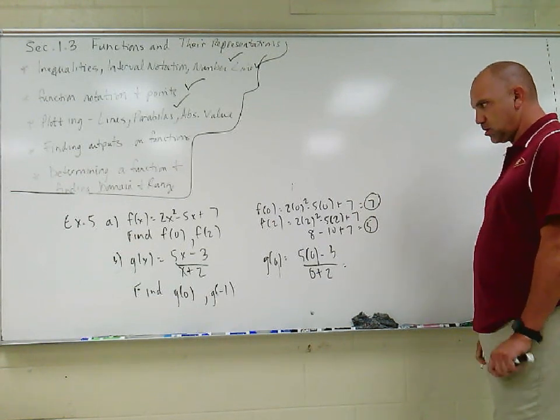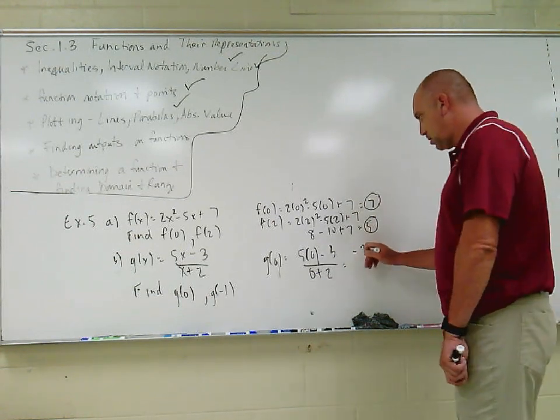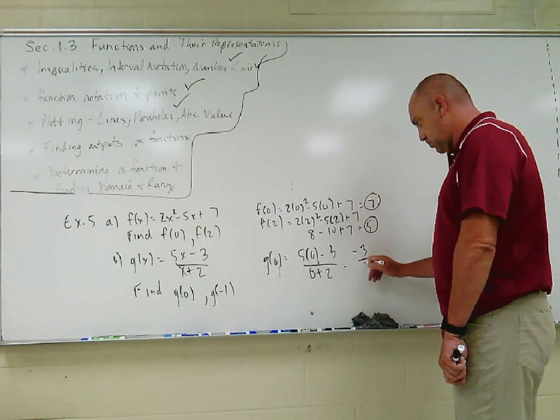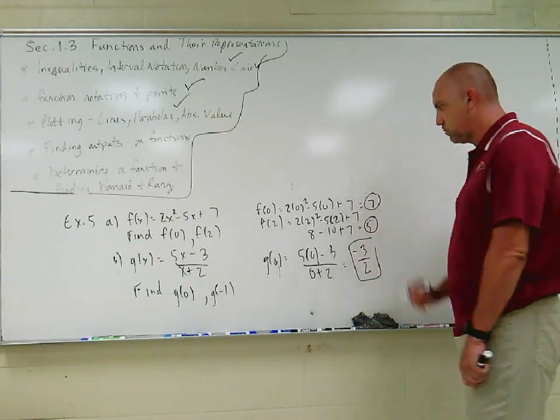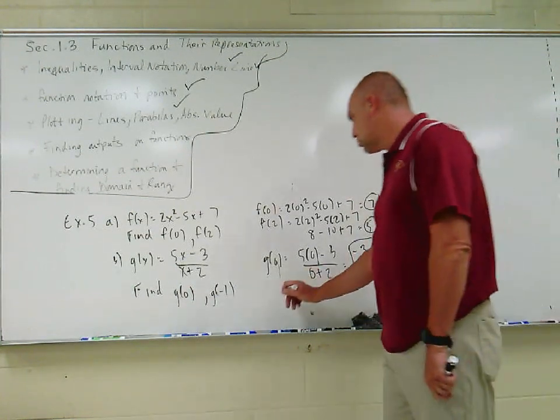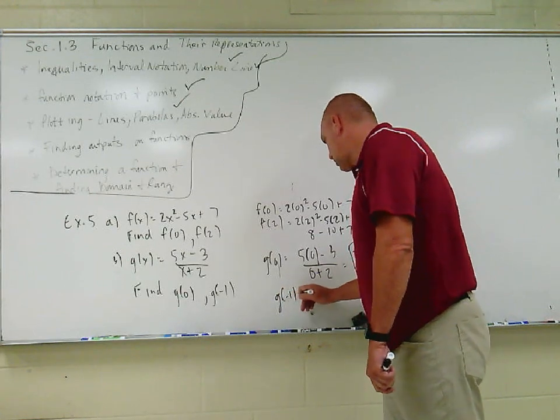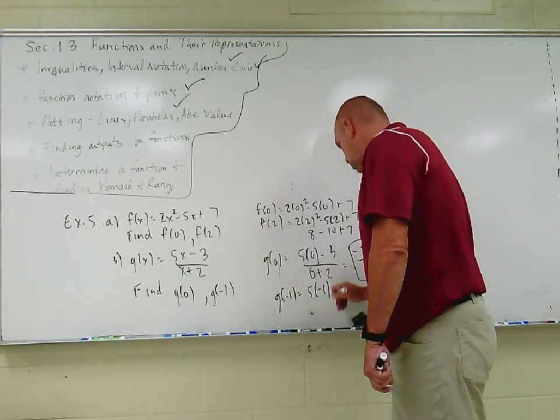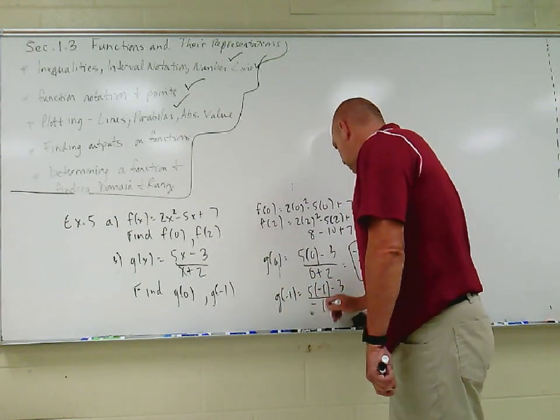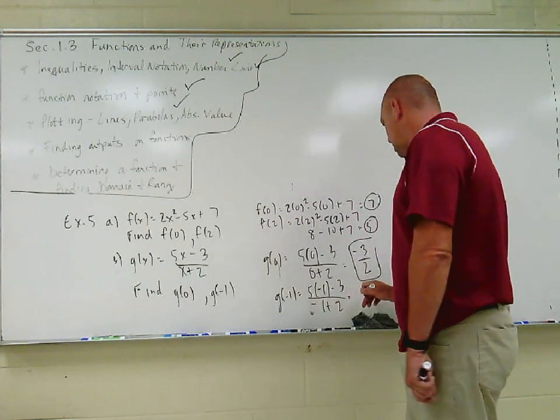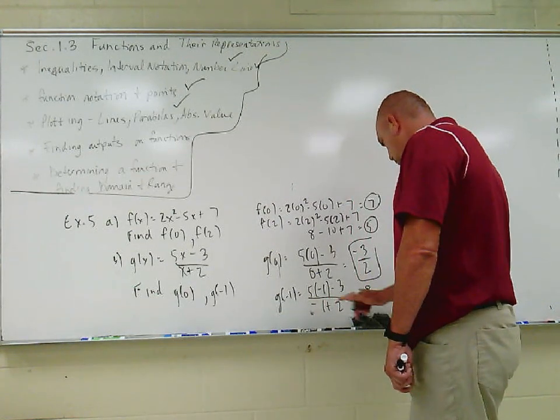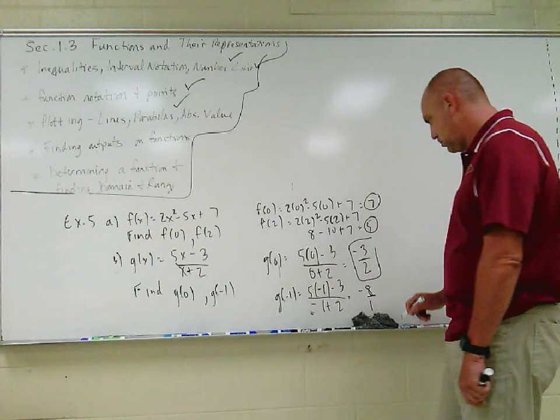What do you get on top? What do you get on the bottom? 2. -3 over 2. Very good. And then the last one, g of -1. 5 times -1 minus 3 over -1 plus 2. You get -8 over 1.